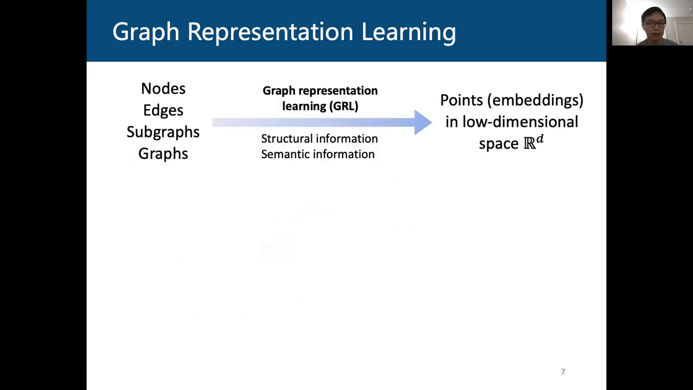So is there a way to represent nodes which can preserve the graph structure and node semantics in such representation? And this is why we need graph representation learning. Graph representation learning is to learn a mapping that embeds nodes or edges or subgraphs or the entire graphs to points in a low dimensional vector space R^d, so that the geometric relationship in this learned space can reflect the structure of the original graph. Here d is normally far smaller than the number of nodes.